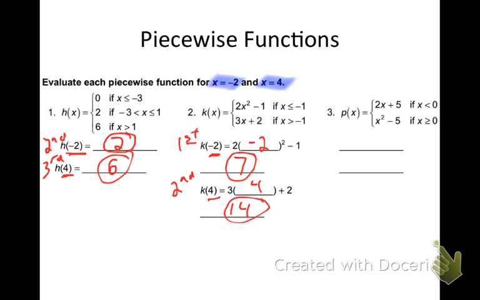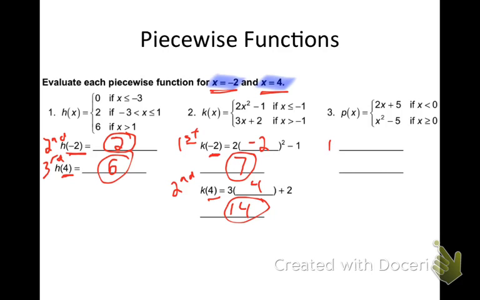Nice shot. Number 3, I have p of x equals 2x plus 5 if x is less than 0, or x squared minus 5 if x is greater than or equal to 0. Now, what am I evaluating for? I'm evaluating for negative 2 and 4, right?